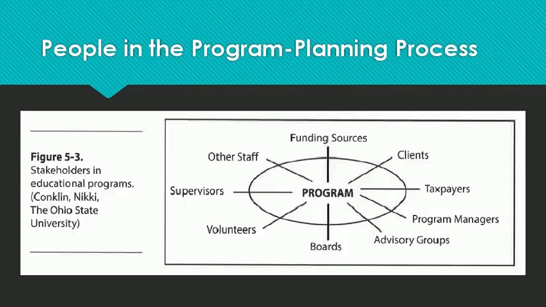So giving a more visual representation of some of the stakeholders that we can have for our educational programs, that can be influenced by our funding sources, potential clients, and taxpayers, so that could include anybody within the county, program managers, advisory groups, boards, volunteers are a big one, supervisors, and then also other staff, which can include personnel that are also in the extension office.